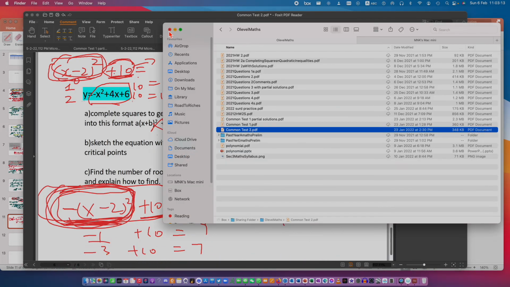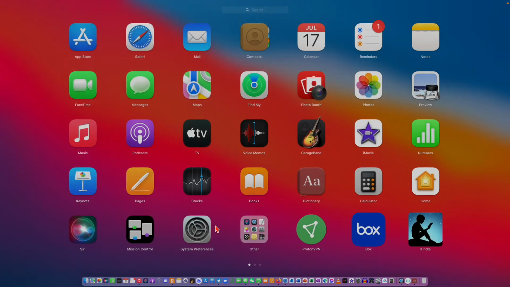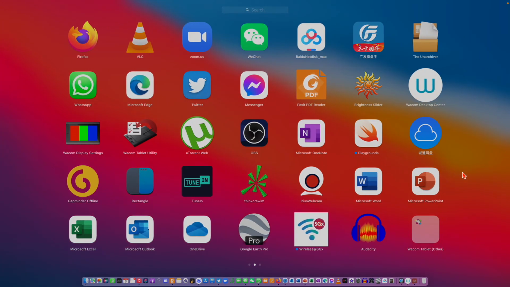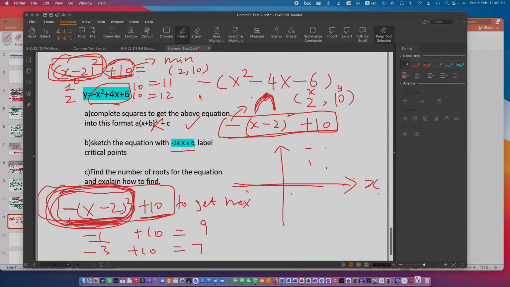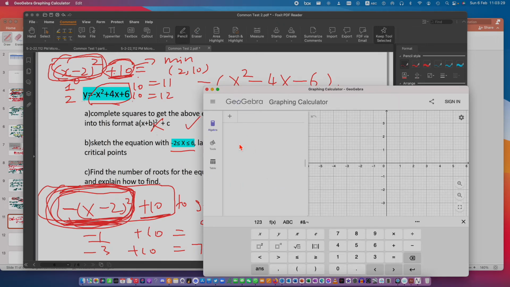Okay, let me use technology to see the shape, to see how it looks according to technology. And hopefully your... okay, loading, yeah, good. So I need to give minus x square plus 4x plus 6. Okay, it should act like this.